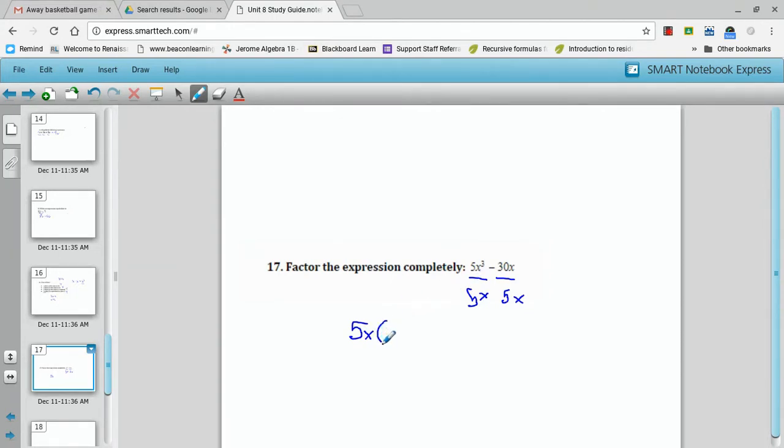Now let's divide by that 5x. 5 divided by 5 is 1. I don't need to put the 1, but I'll put it. x cubed, if I have 3 and I take 1 away, I'm going to have 2 left. Negative 30 divided by 5 is a negative 6. If I have 1x and I take an x away, you're left with no x. So your final answer is your GCF 5x on the outside, x squared minus 6.